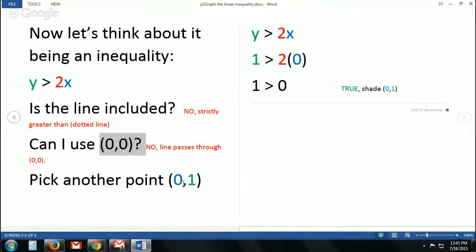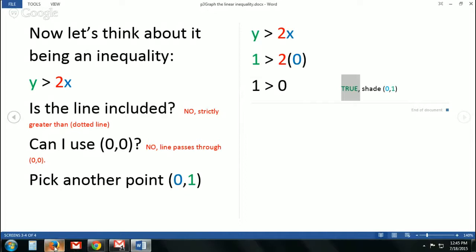Now, you could pick any point that the line misses. I'm going to choose to use the point 0, 1. I think you'll see why once we look at the picture. If we take 0, 1 and we put it in, 1 goes in for the y value, 0 goes in for the x value. 2 times 0, of course, would be 0. So now I've got 1 greater than 0. And this is part of why I wanted to use the point 0, 1. Since 1 is greater than 0 is true, that means we're going to shade where 0, 1 would be.